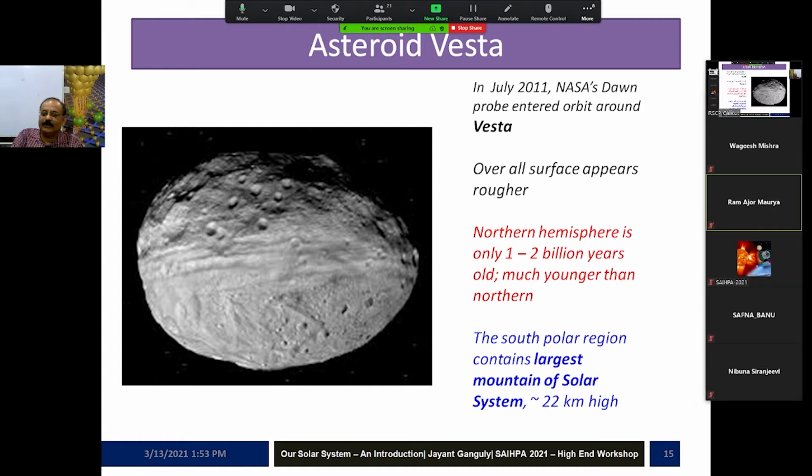And one more peculiar thing is that this particular asteroid, Vesta, has a northern hemisphere that is only 1 to 2 billion years old. It is found from calculation that it is much younger than the southern. So here there is a typographic error; that should be southern actually. And then the south polar region has the largest mountain, not one of the largest mountains, in the solar system, of around 22 kilometers high. We will see that the largest mountain as far as planets are concerned is Olympus Mons on Mars. But again, this particular Vesta has the largest mountain in the solar system.